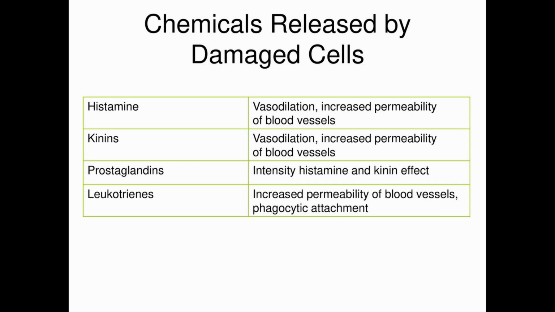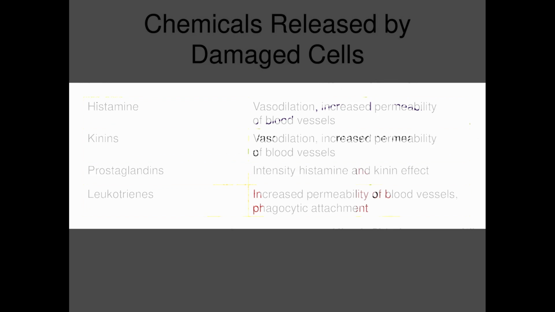Damaged or infected cells release chemicals such as histamines, bradykinin, and prostaglandins to trigger the process of inflammation. Histamines and prostaglandins trigger an increase of blood flow to an injured or infected area. This is known as vasodilation and causes swelling to the body.